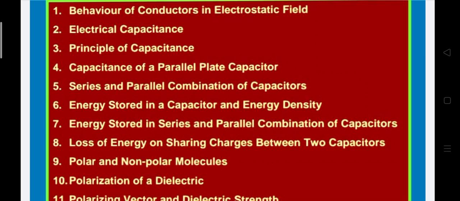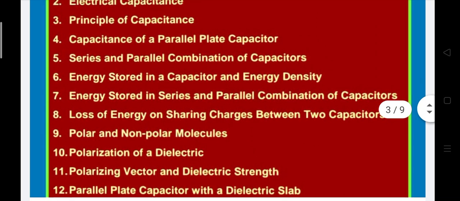Ninth, polar and non-polar molecules. Tenth, polarization of dielectrics. Eleventh, polarizing vector and dielectric strength. Twelfth, parallel plate capacitors with dielectric slab.